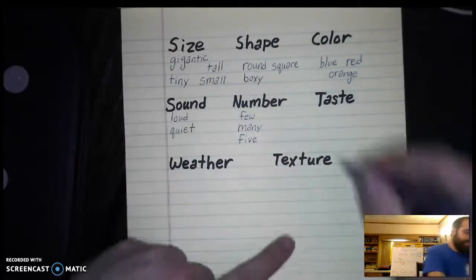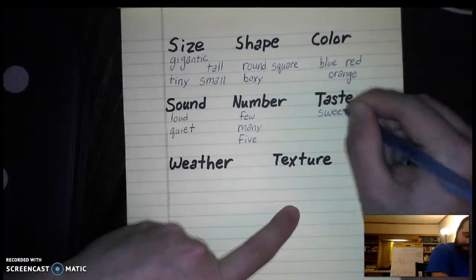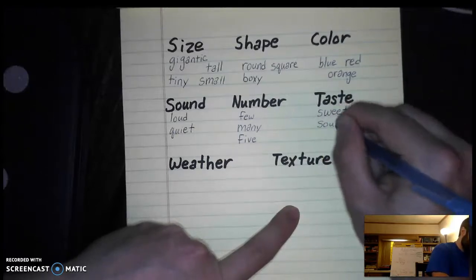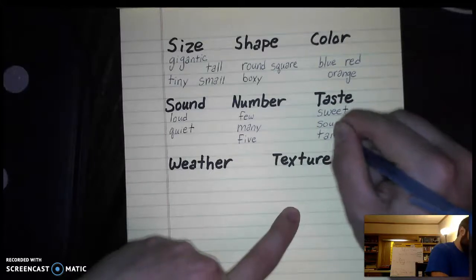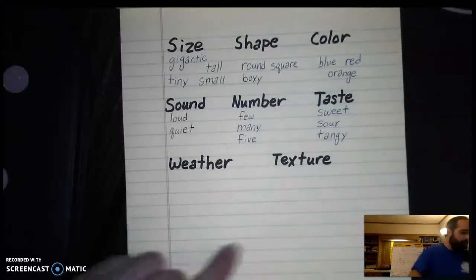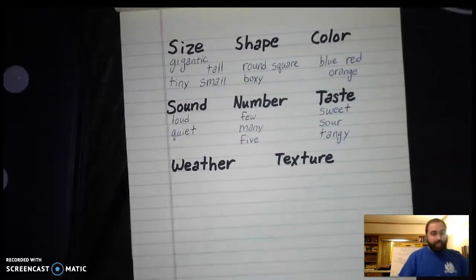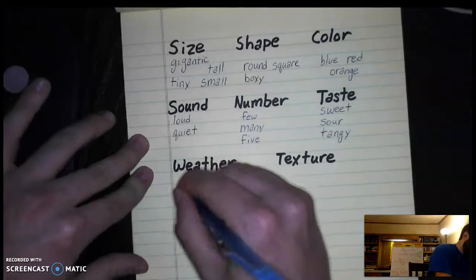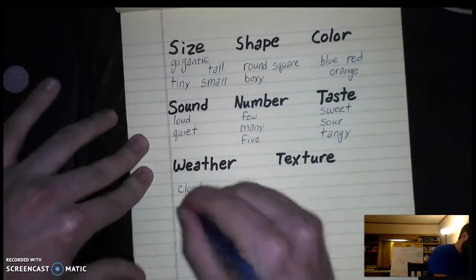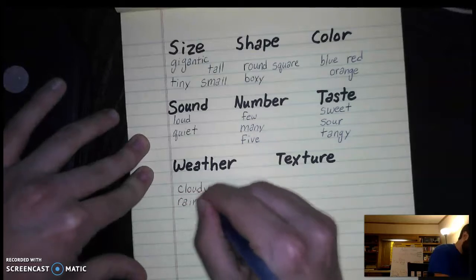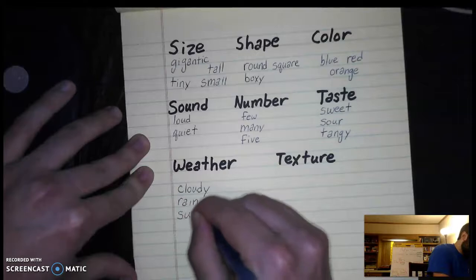Taste. And you guys use these all the time and I love them. You can describe something as being sweet, sour, it's a great word, or even tangy. Oh, I like that one. And here are a couple that you already kind of know. Weather and texture. The weather outside right now, it's pretty cloudy. Or we can even say rainy. But it could be a very sunny day.